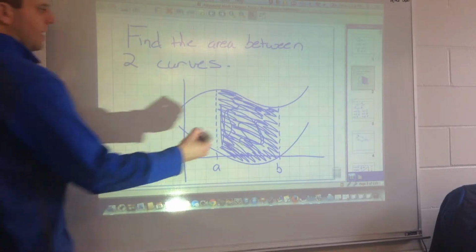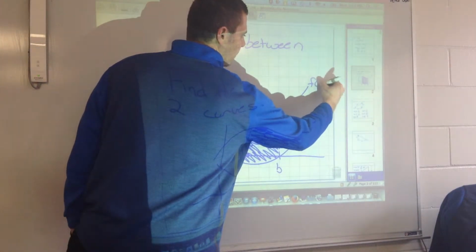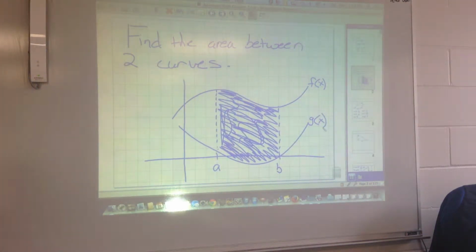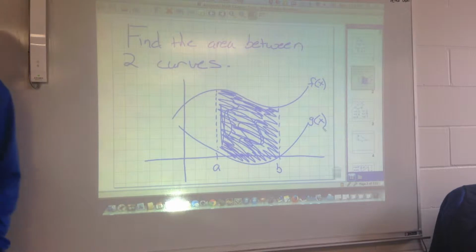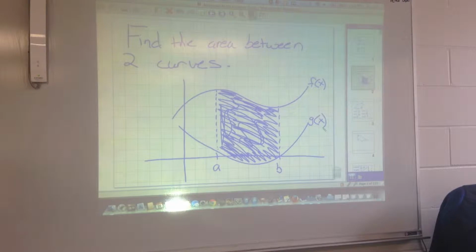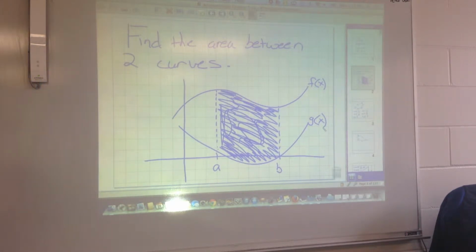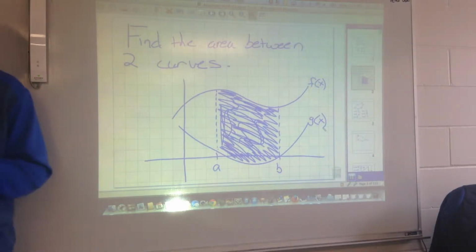Let's say that this function here is our f of x function, and this function down here is our g of x function. I want to find the area in between them, from A to B. I made the picture a little more complicated than what the book does, because the book had both functions entirely above the x-axis, but it's going to work here in general too.